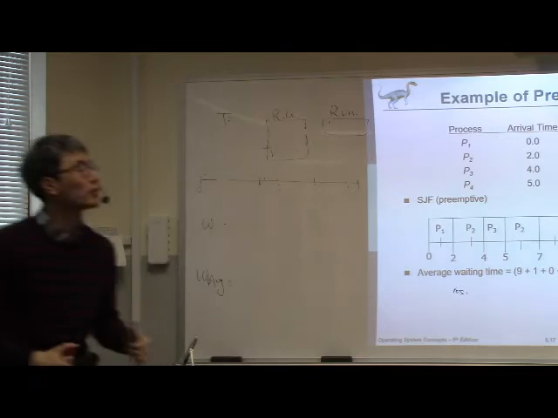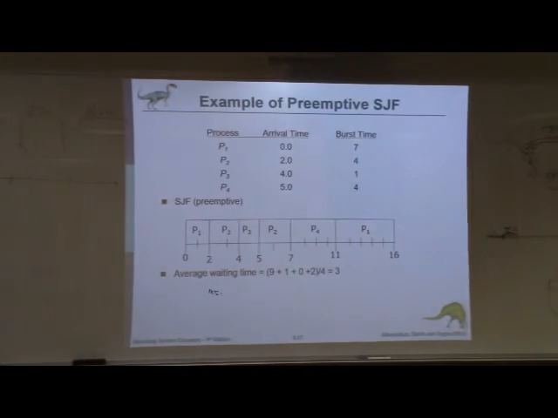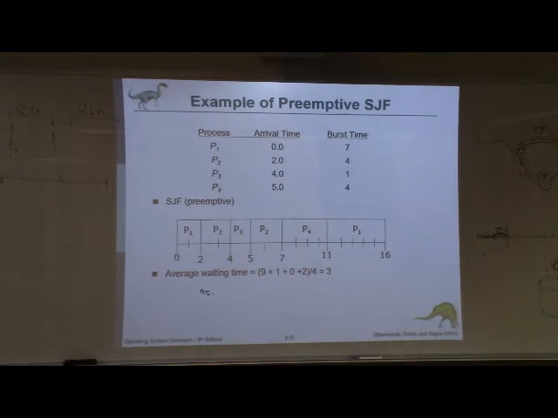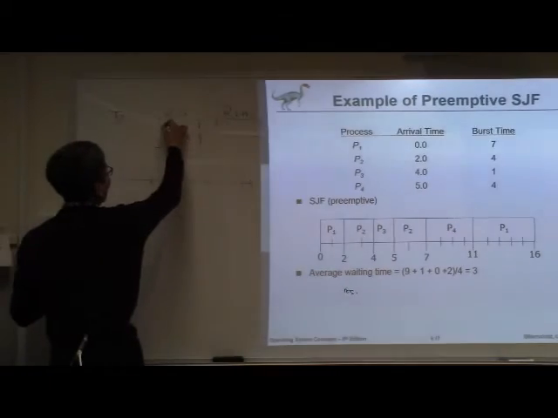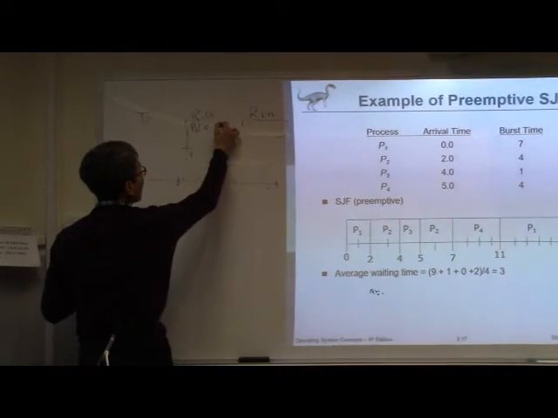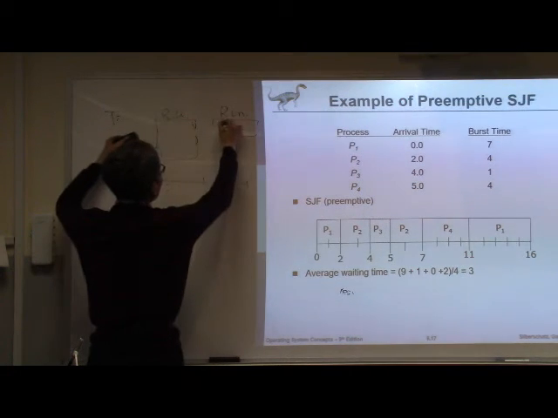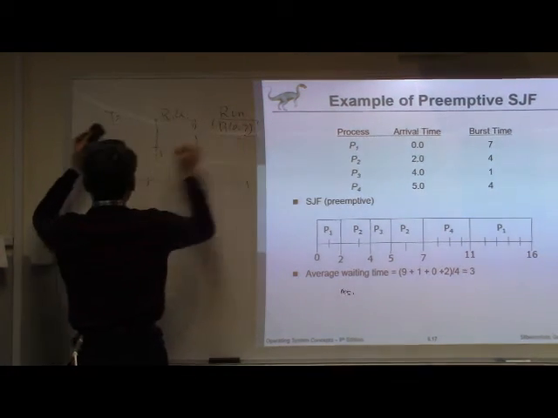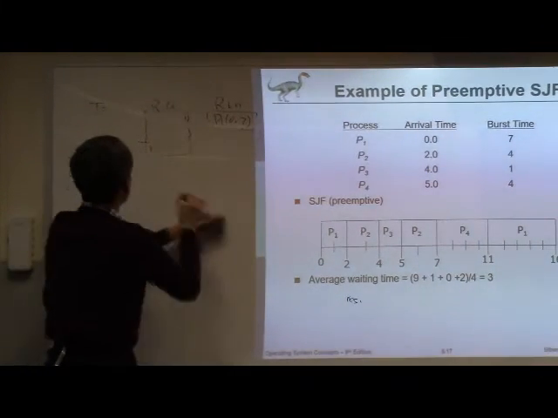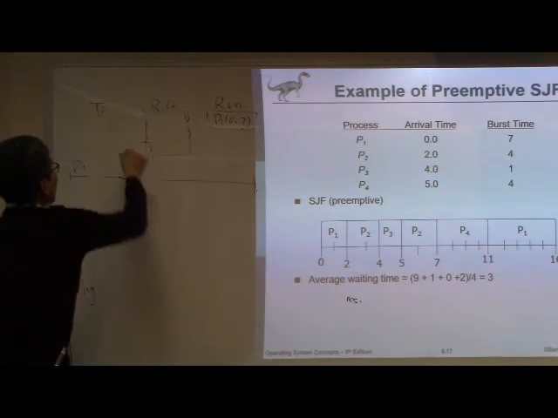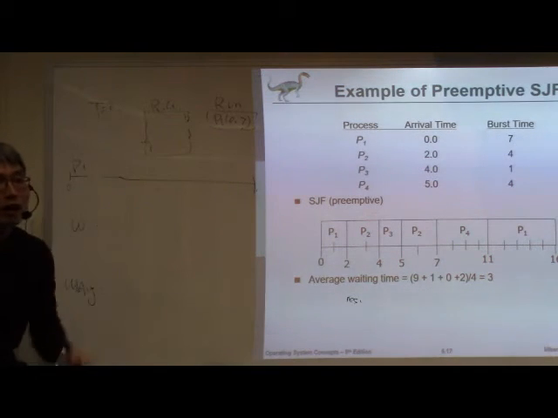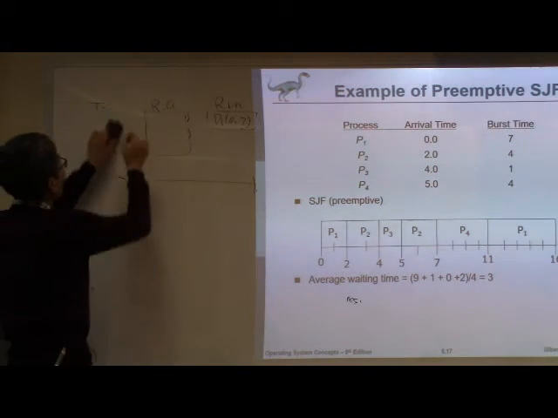We are going to perform the same algorithm, but the difference is that it is preemptive. So P1 is alive, P1 is here, 0, 7. Then it will be selected. So P1 moves here. Okay, this is time 2. And time 2.